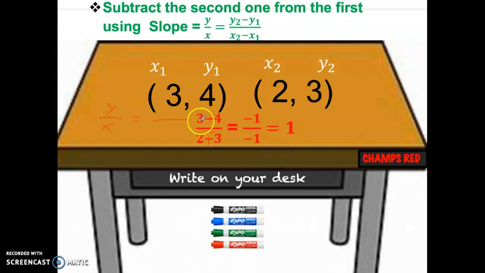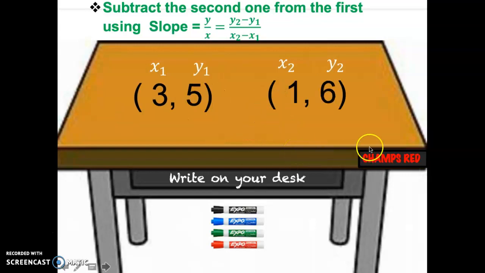Now I can see here I have integers. Negative is larger, so I'm going to subtract and keep the sign of the larger number. The larger number is negative. Subtract 3 minus 2, get 1. Negative divided by a negative is a positive 1. This one was a little more complex, but let's do another one.